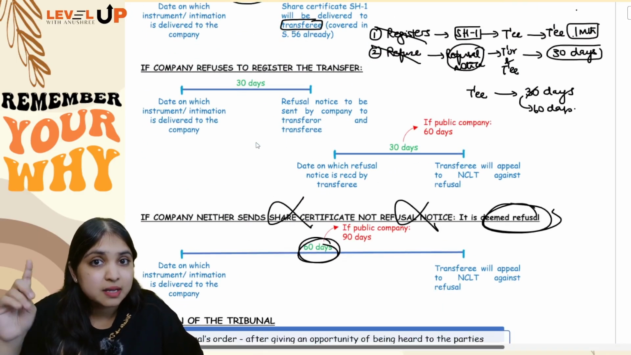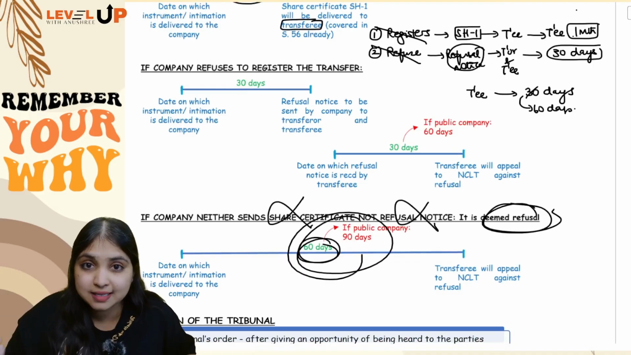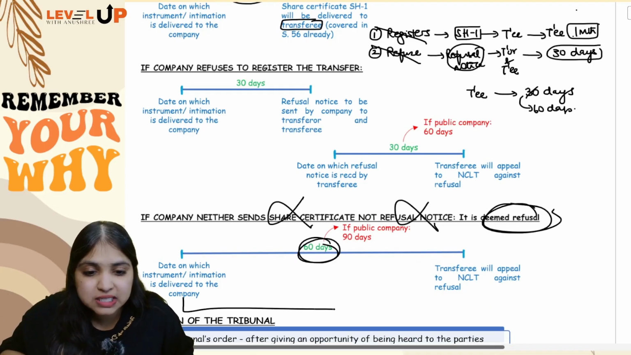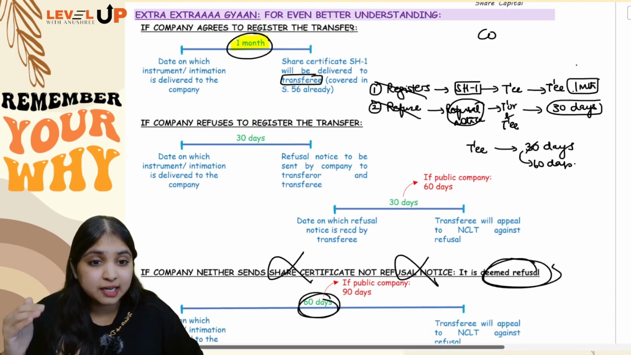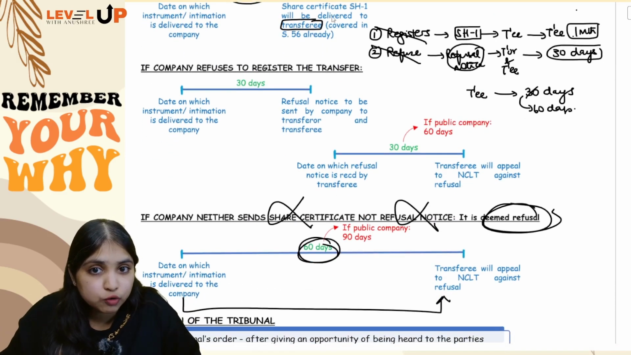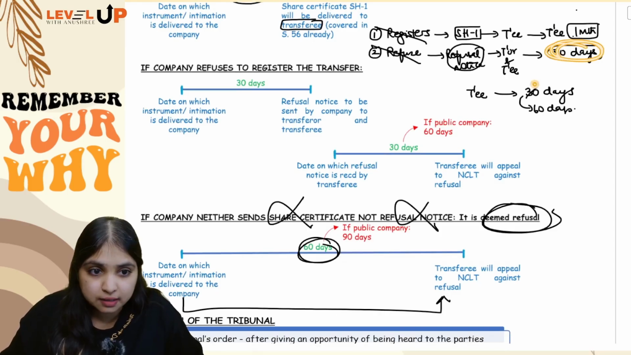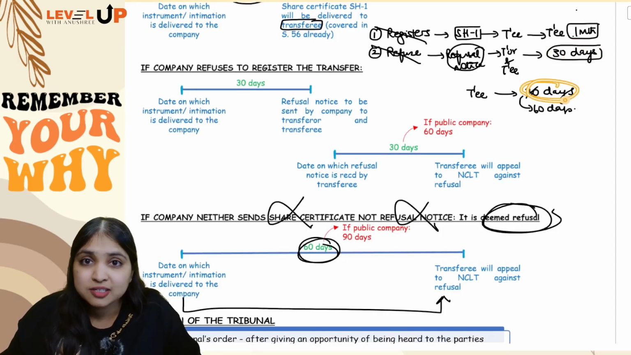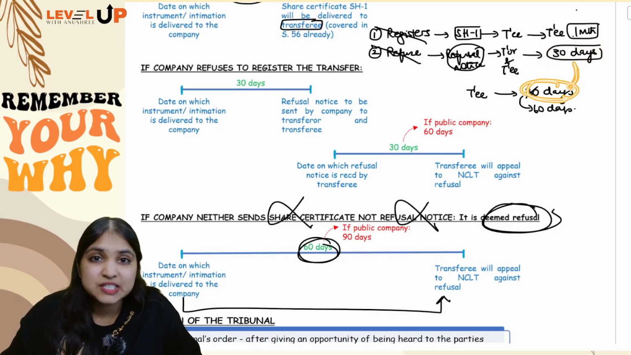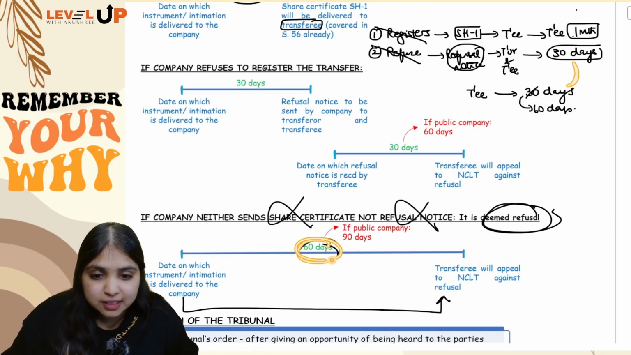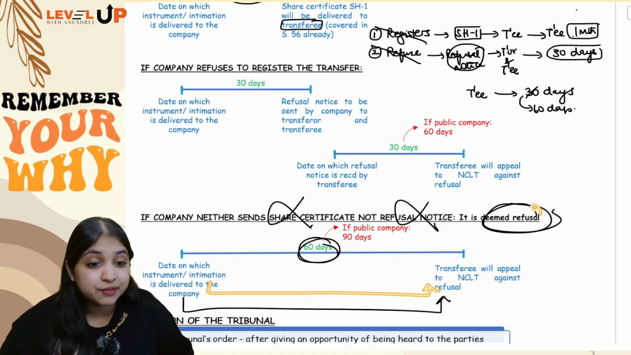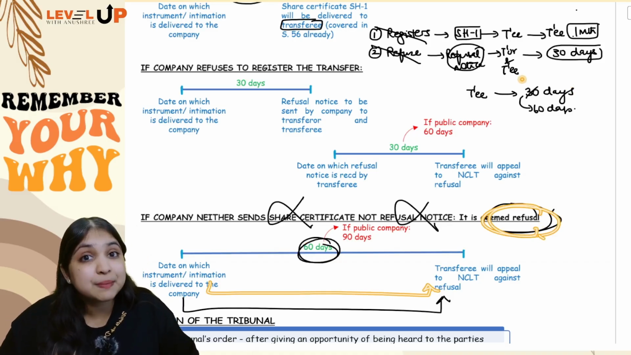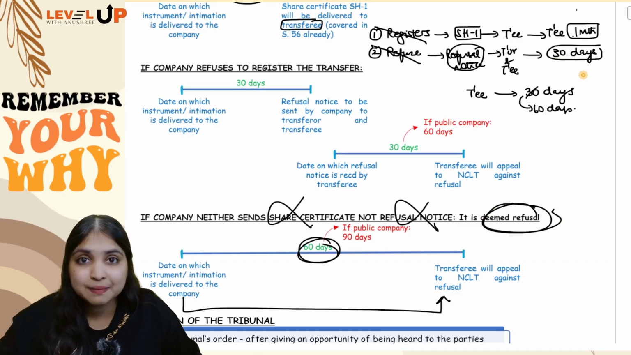Within how much time? See, I had given you the logic behind this as well. Within how much time will the transferee file an appeal before the NCLT? We had discussed that if the company had actually sent a refusal notice, it would have sent it within 30 days, and within the next 30 days the transferee could have filed an appeal. So the transferee would have had 60 days. So within those 60 days, the transferee has to file an appeal before NCLT if it is deemed refusal. But if it is a public company, then how would the time limit have been?